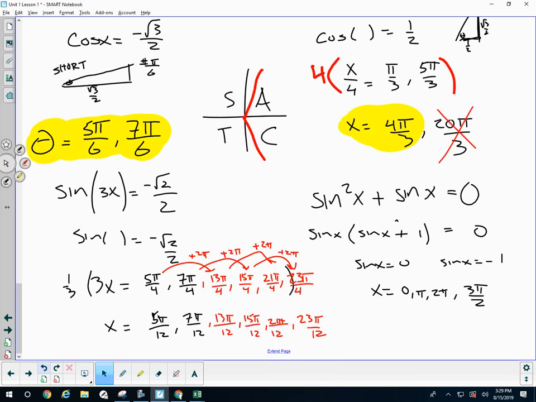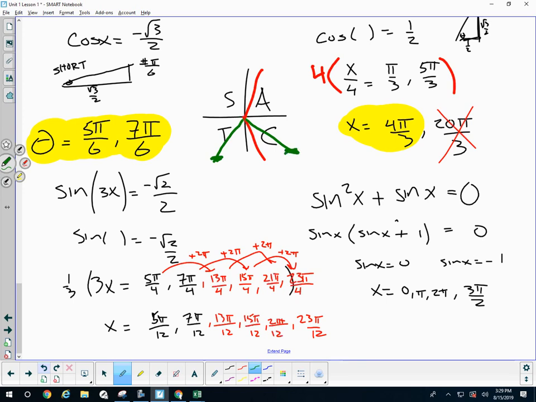Here, I was thinking of cosine again. Sine is negative in the third and the fourth quadrants. It's equal to root 2 over 2 at the 45 degree angle, so that's the pi over 4s. So that's why we have starting with 5 pi over 4 here, and then 7 pi over 4 here.